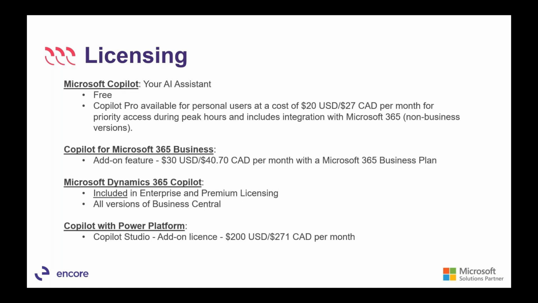Copilot for Microsoft 365 Business is an add-on for your Office licensing. It's an add-on feature that costs $40 a month Canadian, $30 a month US, and it gets added on to your Microsoft 365 Business plan. This may seem like a lot, but the benefits and time that it can save you really do make this a good investment.